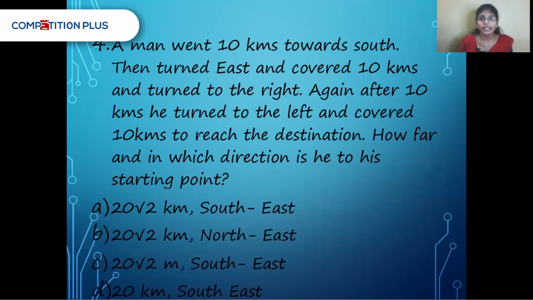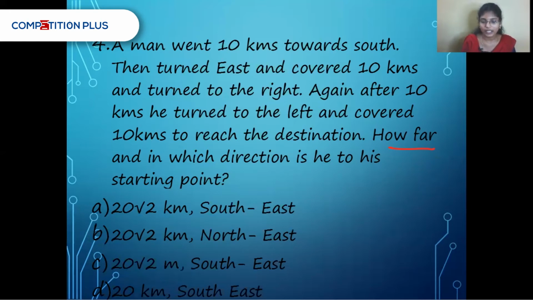A man went 10 kilometers towards south, then turned east and covered 10 kilometers and turned to the right. Again, after 10 kilometers, he turned to the left and covered 10 kilometers to reach the destination. How far and in which direction is he from his starting point? So this is another interesting question where they have asked you to calculate the distance. From his starting point to his ending point, what was the entire journey's distance and in which direction is he headed now? So let's see how to solve this question.